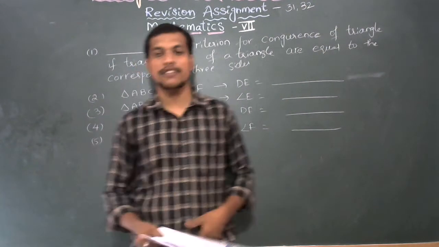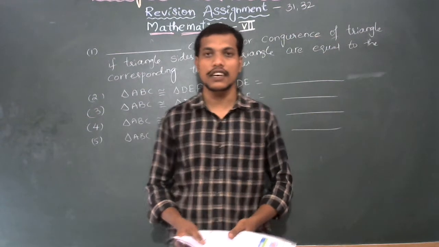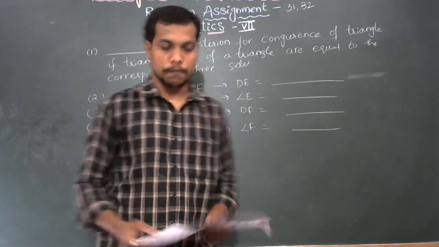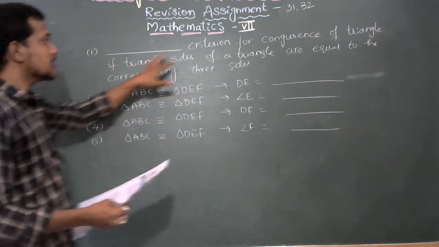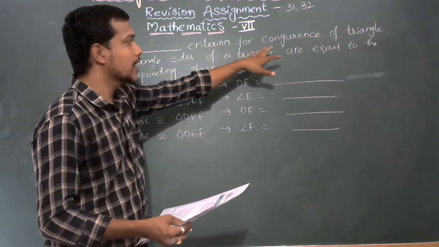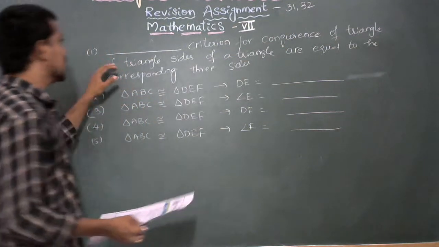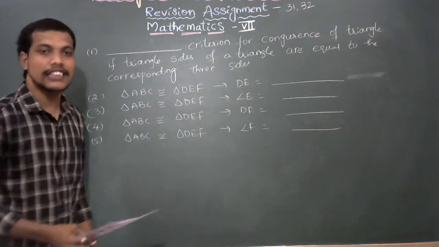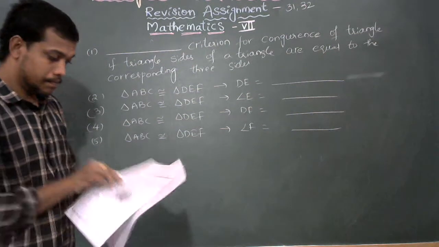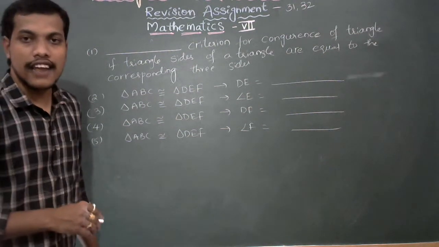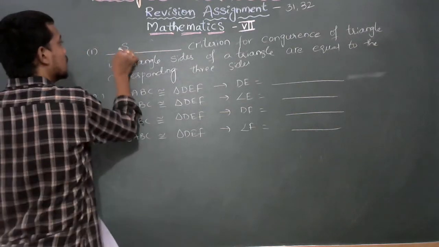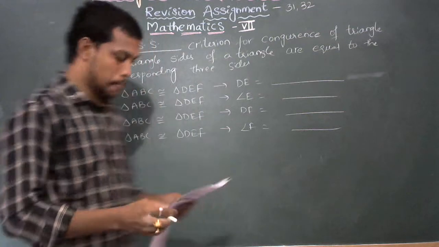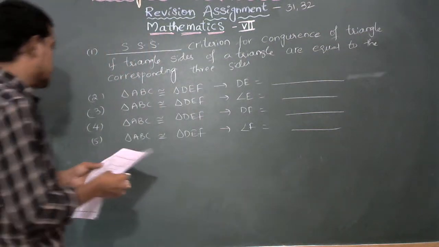Today we are discussing 7th class mathematics revision assignment, assignments 31-32. Side-Side-Side criterion for congruency of triangles: if the three sides of a triangle are equal to the corresponding three sides of another triangle, that is called the side criterion.